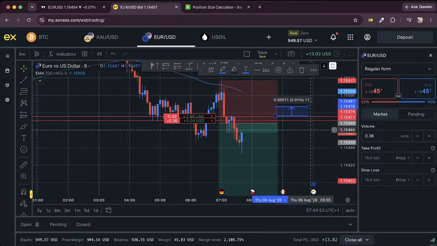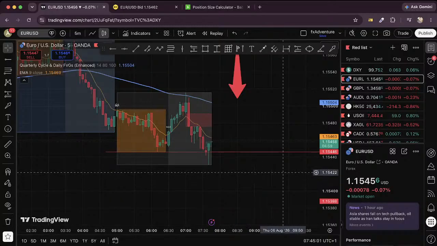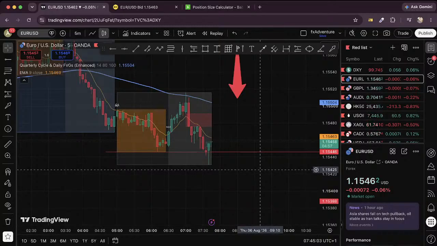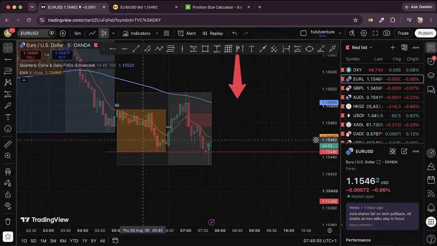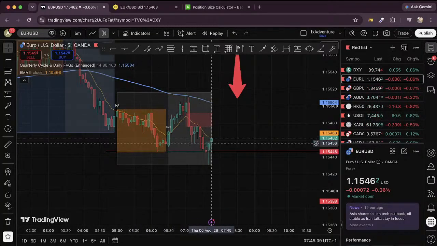But for now, I will just secure all ground by moving the stop loss to break even. That is based on my strategy. That's what I've been trading, and that's how I've been trading it. So now that we want to swipe this level, we can move the stop loss to break even.